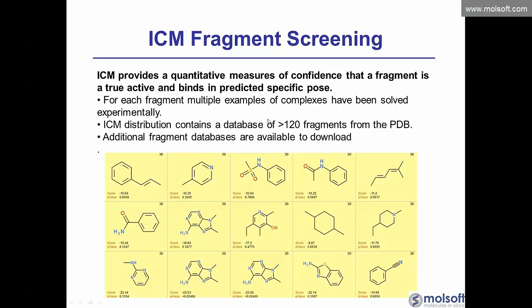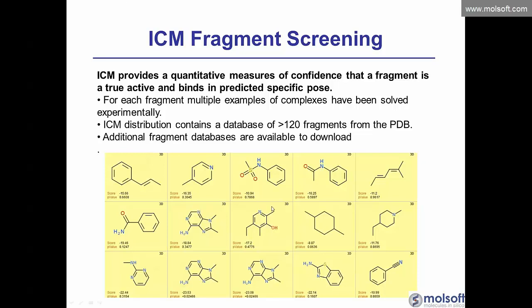So in terms of ICM in MolSoft, we have a database of chemical fragments from the PDB, the Protein Data Bank. And it provides a quantitative measure of confidence that a fragment is a true active and binds in a predicted specific pose. So for each fragment we have in our database, we have examples of this fragment bound. So it's a way of being able to validate the scoring of the chemical when you dock it.